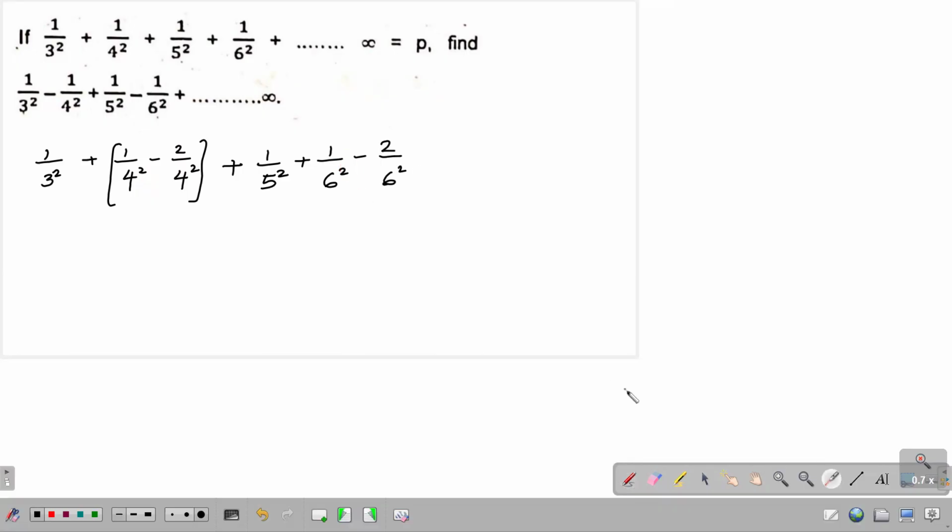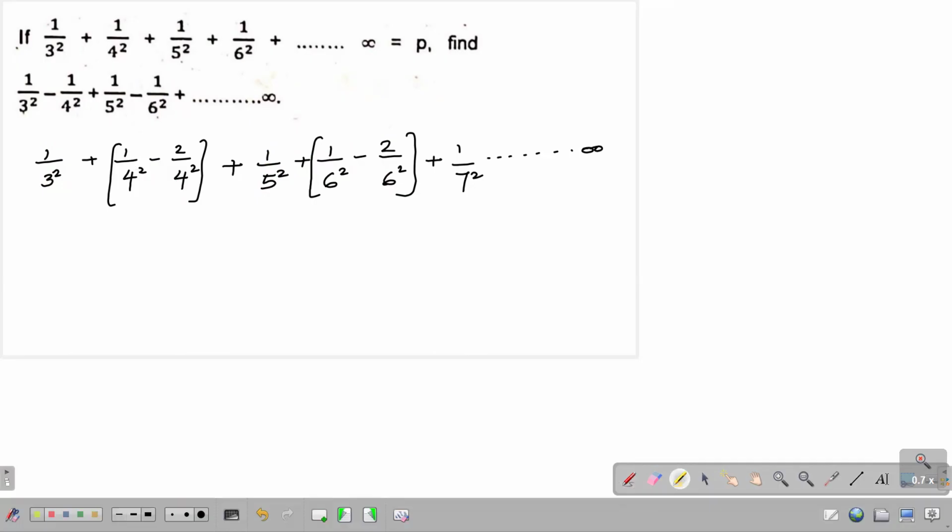Just observe these two only. You can see that 1 by 6 square minus 2 by 6 square is 1 minus 2, minus 1 by 6 square. That is what is written here. So if you look at it, you have 1 by 3 square minus 1 by 4 square plus 1 by 5 square minus 1 by 6 square. The same thing you can see here, right? And you can say this will now become 1 by 7 square and this proceeds up to infinity.